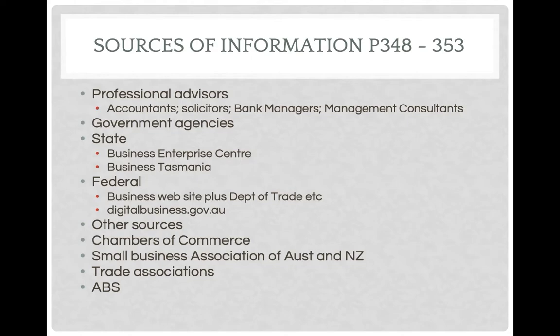Government agencies at any given time can supply information. At the state level, we've got the Business Enterprise Centre and Business Tasmania. At a federal level, we've got a business website plus Department of Trade, etc. And we've got a website there, digitalbusiness.gov.au. Other sources include chambers of commerce, small business associations, trade associations, and ABS, which is the Australian Bureau of Stats.